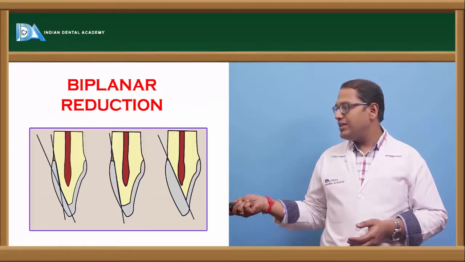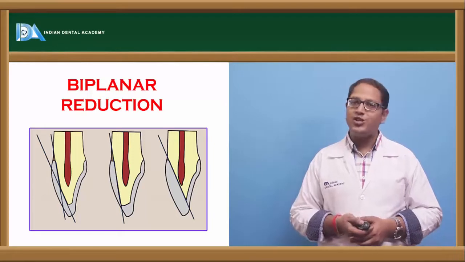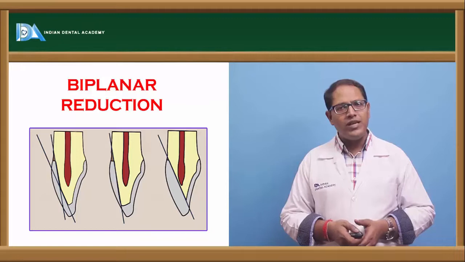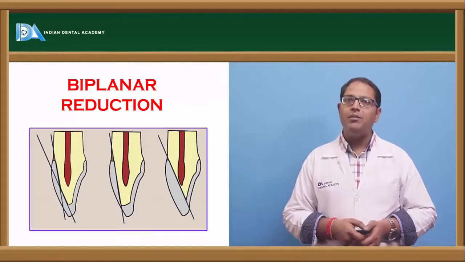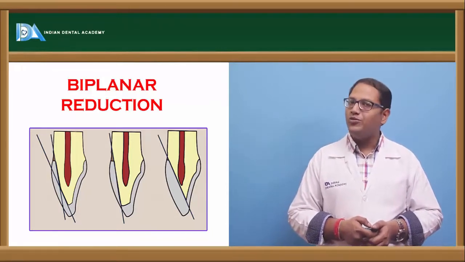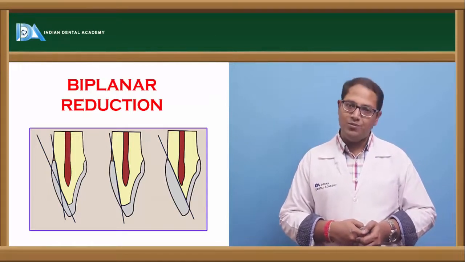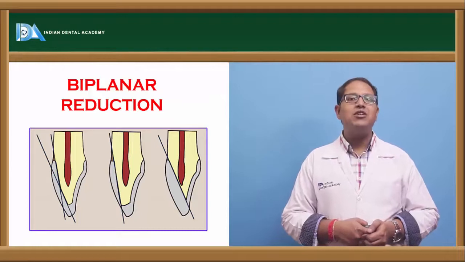How much should be done? This biplanar reduction should be 1.5 to 2 mm. Why do we always take 1.5 to 2? Because for a metal ceramic crown, the metal thickness should be 0.3 to 0.5 mm and the ceramic thickness should be 1.2 to 1.5 mm. The addition makes it 1.5 to 2 mm.